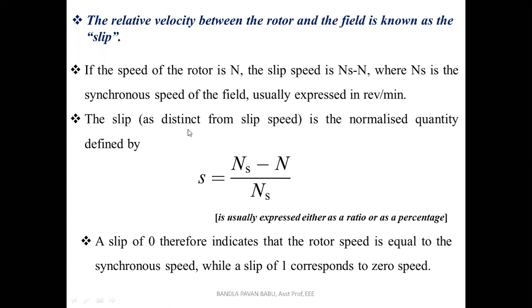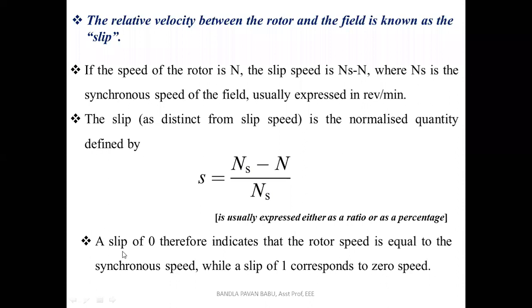Next, look at the slip as distinct from slip speed. It is different from the slip speed, Ns minus N. It is a normalized quantity, denoted by s, equal to (Ns minus N) by Ns. So it gives the ratio of slip speed to the synchronous speed. Slip can be defined as the ratio of slip speed to synchronous speed. Usually it is expressed as a ratio, or as a percentage by multiplying by 100.